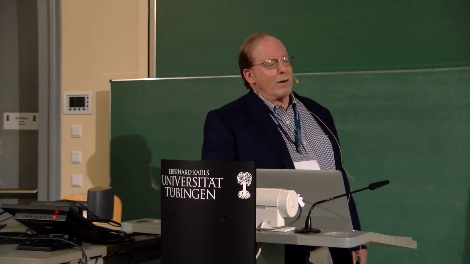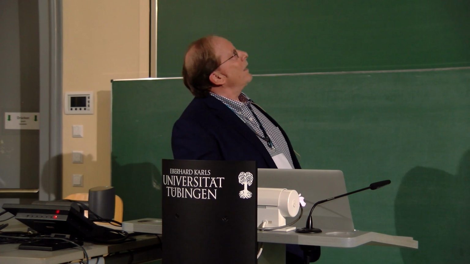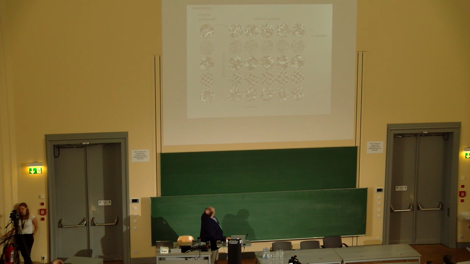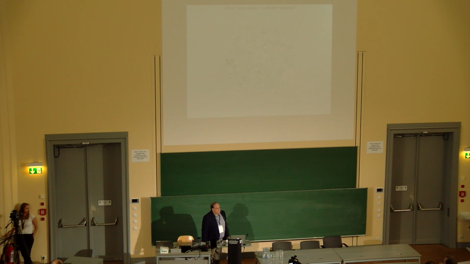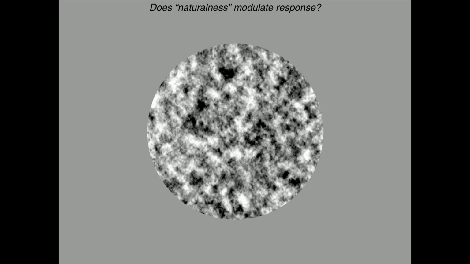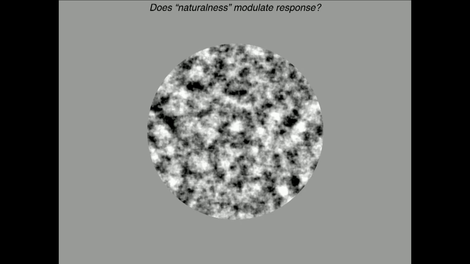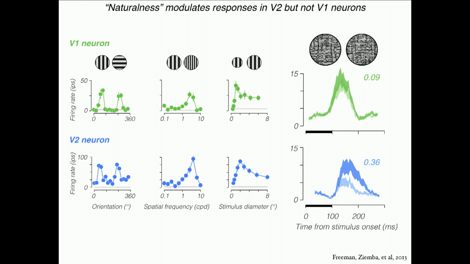So with Jeremy Freeman and Corey Zemba, students in the lab, we took a bunch of images. Here are the naturalistic ones. These will be hard to see. Here are the noise controls. And we made a movie thus, and we simply showed this movie to the receptive fields of cells in macaque monkeys, primary visual cortex, and V2, and measured responses. And the response measurements were pretty distinctive and quite clear.